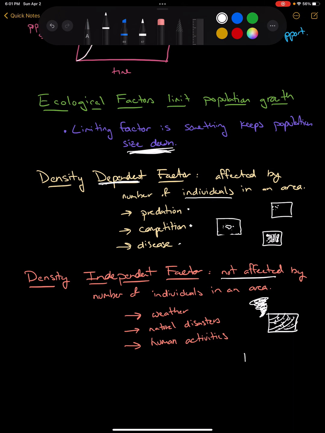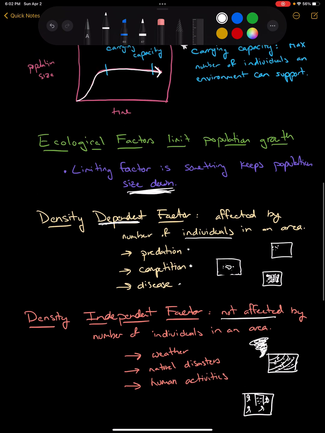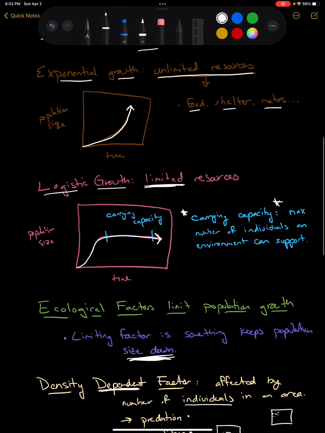Or human activities, right? If this is my habitat and I want to build a building here, it doesn't matter if there were 1 tree or if there are 100 trees. Humans are still going to cut those suckers down. And so that's an independent factor. It was not affected by the number of individuals. Density dependent factors are affected by the number of individuals.